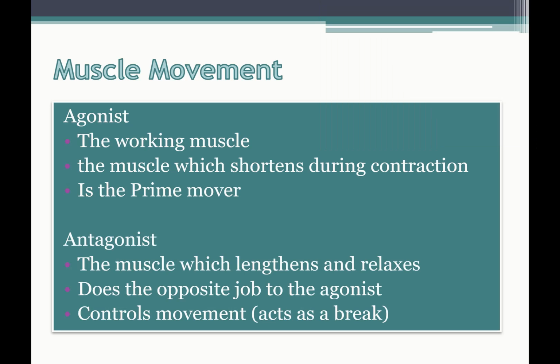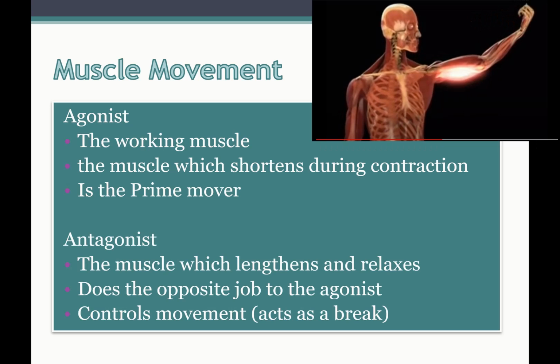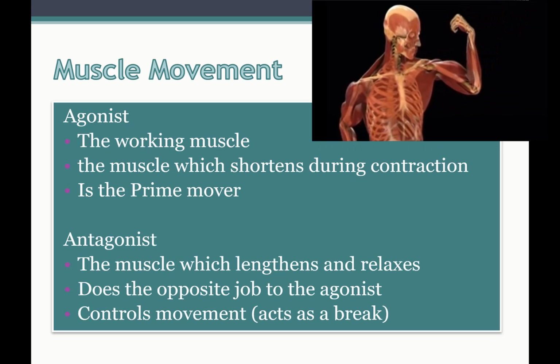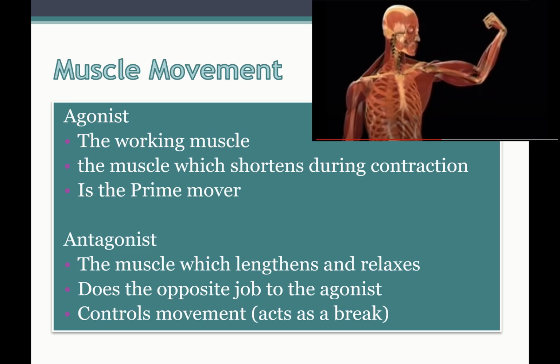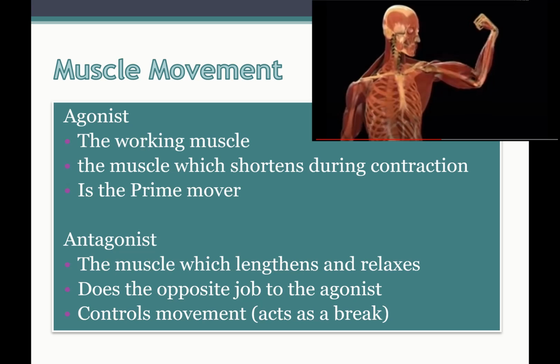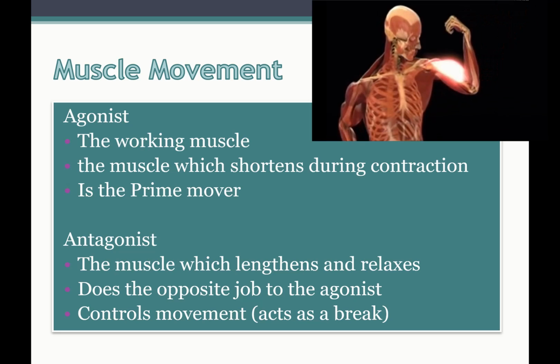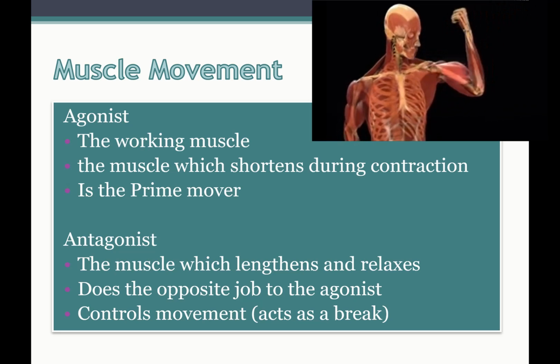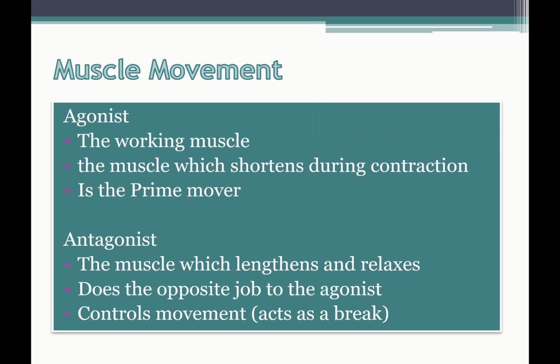Now, for every agonist, there is an antagonist. Now, the antagonist does the opposite job to the prime mover. So this is the muscle which is lengthening and relaxing whilst the agonist works. Okay? And it's also controlling the movement to make sure that we don't injure ourselves, and essentially acts like a brake. So if we use the bicep curl as an example for the antagonist, then it's the tricep brachii which is the example muscle in this scenario.